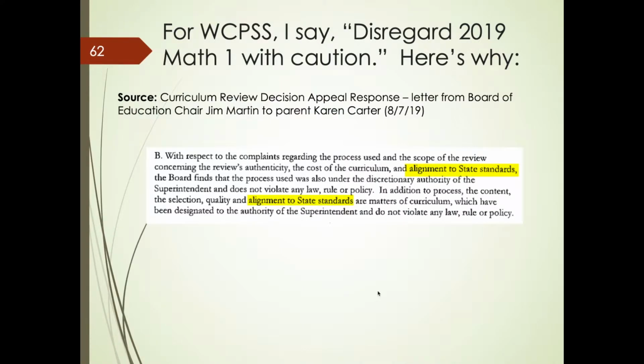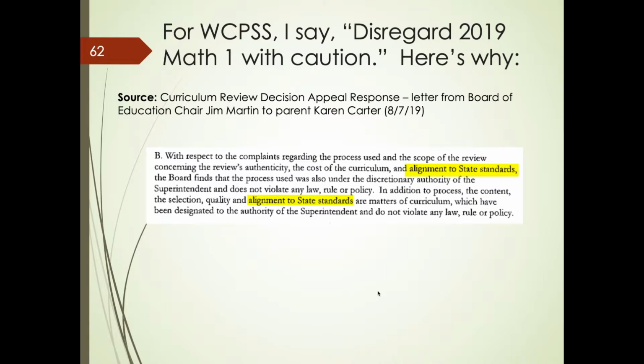But wait, there's more. In the Curriculum Review Decision Appeal Response, which was a letter from Board of Education Chair Jim Martin to one of our parents who had filed a complaint, we are given this response. With respect to the complaints regarding the process used and the scope of the reviews concerning the reviews of authenticity, the cost of the curriculum, and alignment to state standards, the board finds that the process used was also under the discretionary authority of the superintendent and does not violate any law, rule, or policy.